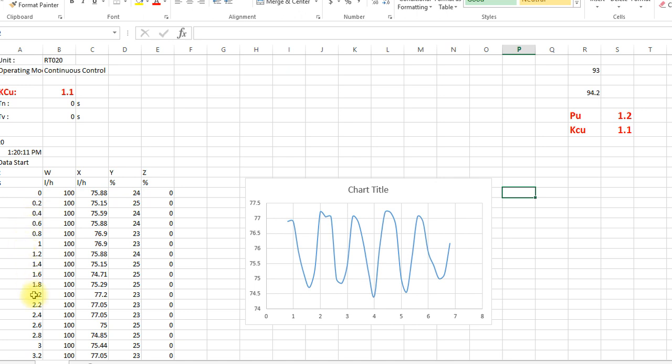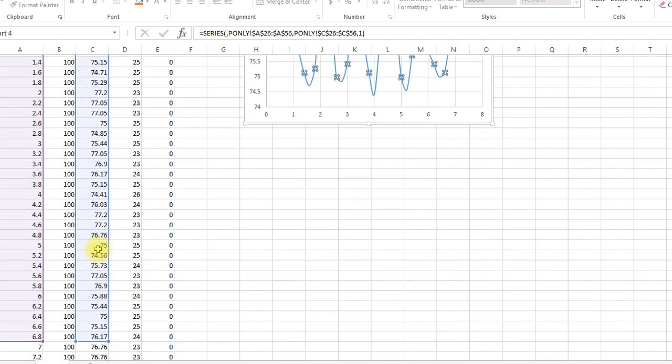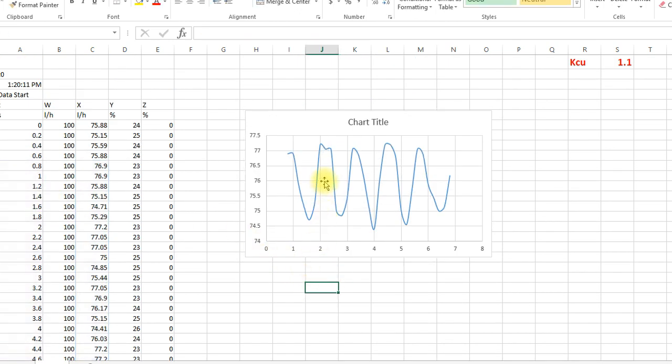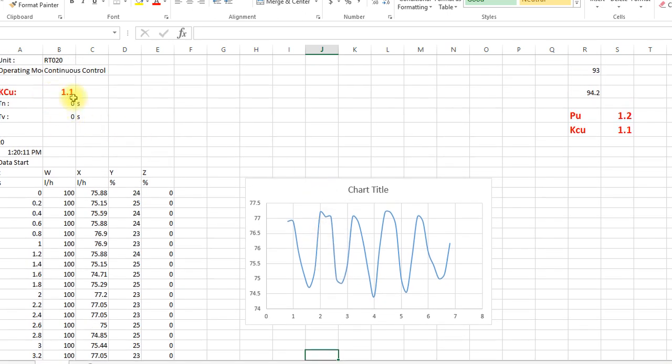Okay, time, this is the set point 100 liter per hour. This is flow rate. X is the real variable. Okay, so I have plotted this one. You can see from here to here with time. You can see this is almost continuous oscillation. So this is happening at Kc equals 1.1, which becomes your ultimate gain.